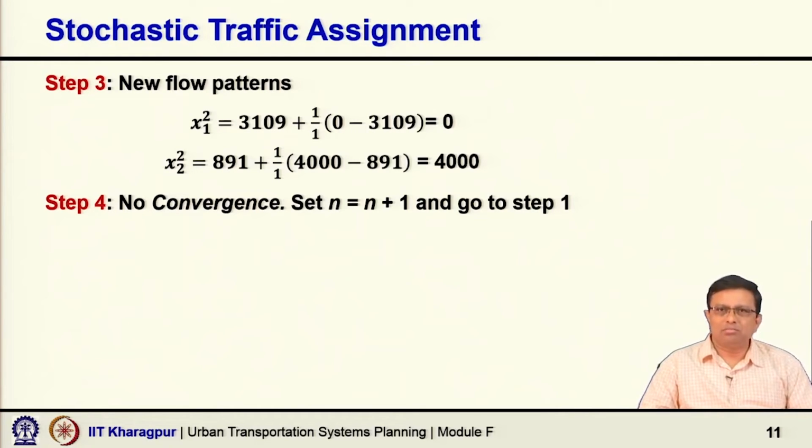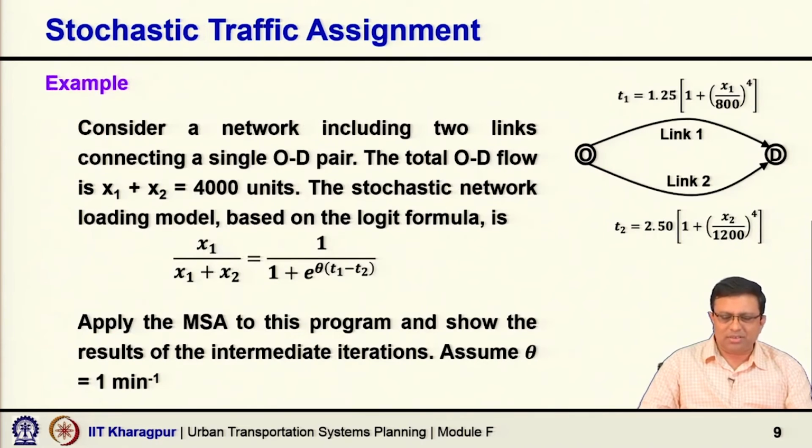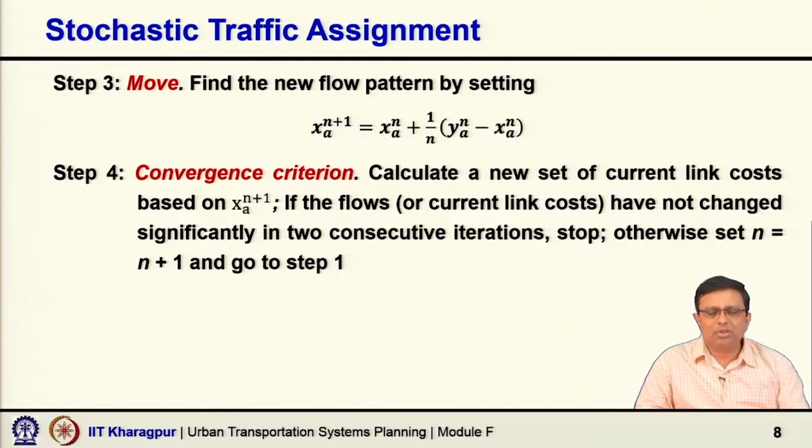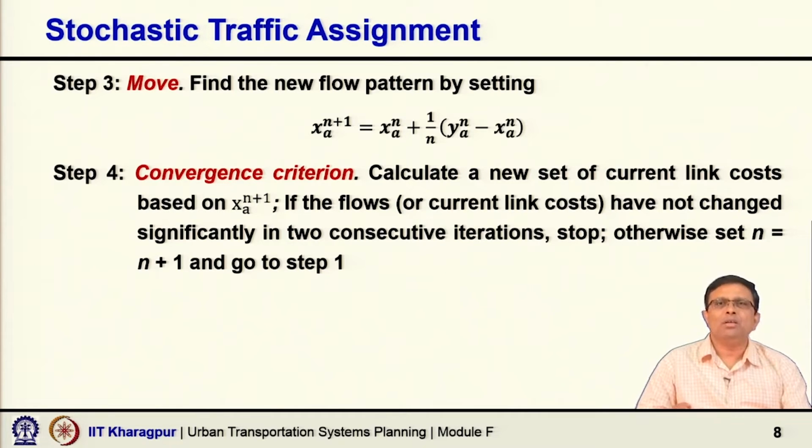Then the new flow pattern you calculate using exactly the same formula as I said: x_a^(n+1), for the (n+1)th iteration, what will be the actual flow we are updating, that is equal to what was the flow in the nth iteration plus a change. What is that change? That change is 1 by n within bracket, what is y_a^n, the auxiliary flow in the nth iteration for that link or that path, minus what was the actual link flow in the nth iteration.